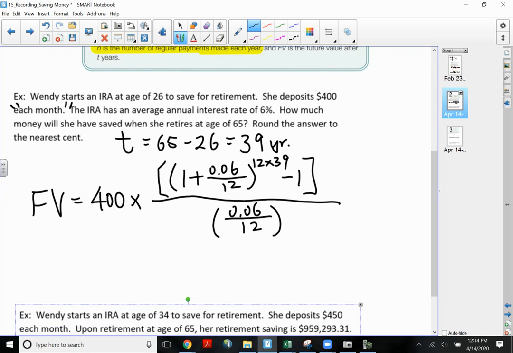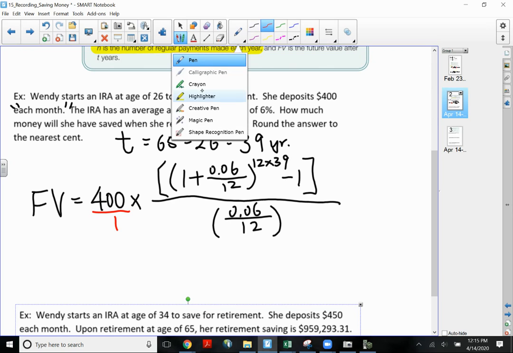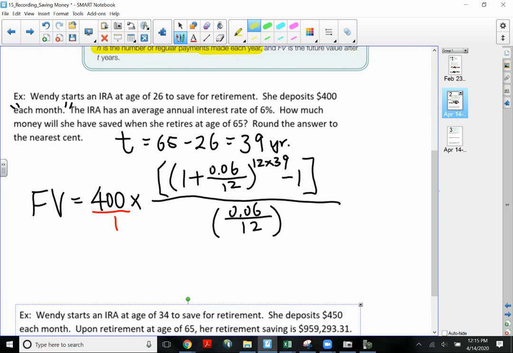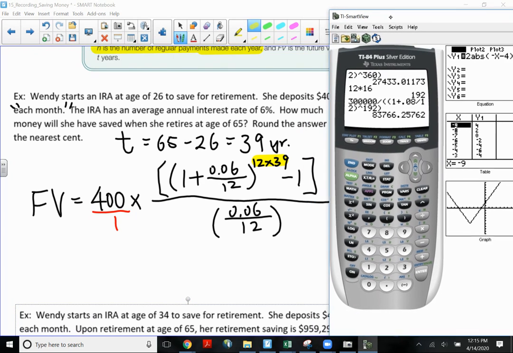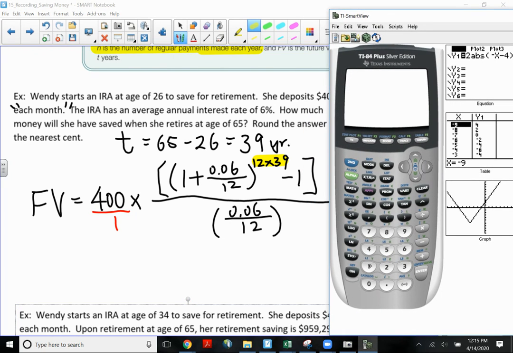So let's make sure we understand this. This $400 payment, this number up front, multiplication means 400 over 1. So that means this 400 technically is going to be on the top. So we can key all that in together. What we want to do before we key it in is figure out this exponent, which makes it a little bit easier. All right, check it out. 12 times 39 years, so she will be making 468 payments.